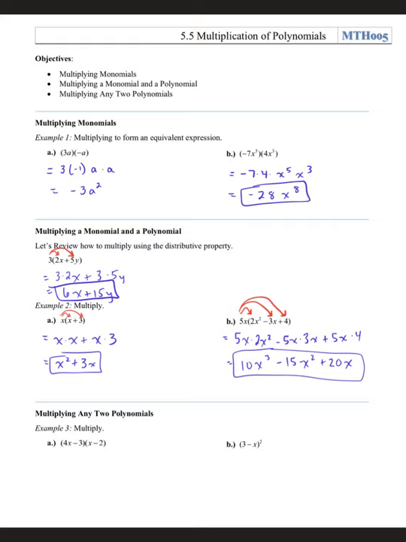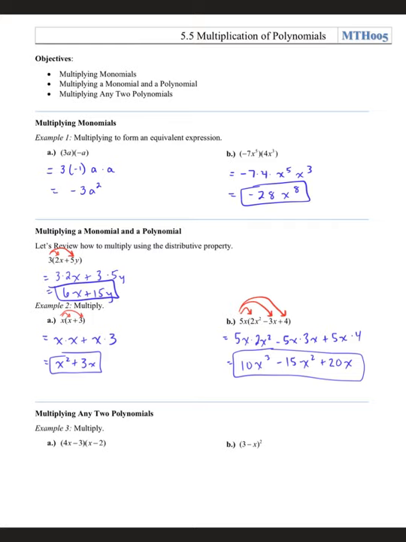Now, multiplying any two polynomials. So now what we're doing is multiplying, in this case, a binomial by a binomial. This is what you may have also heard as foiling. So in this case, you could use the foiling approach, if you're familiar with that: the first, the outer, the inner, the last. But also a way we can think of it is as distributing.